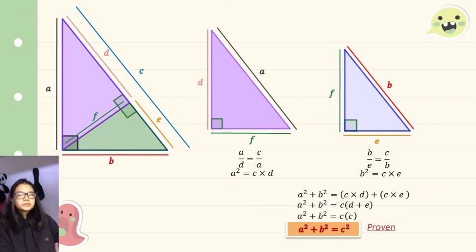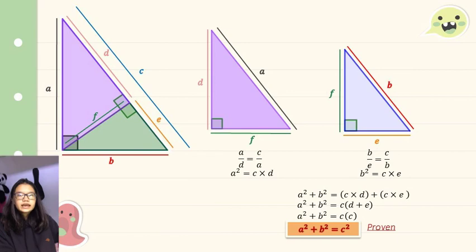From the ratio of similarity of the triangles, we found that A over D equals C over A. Then we simplify it as A square equals C times D. From the ratio of similarity between the first triangle and the third triangle, we found that B over E equals C over B. We simplify it as B square equals C times E.